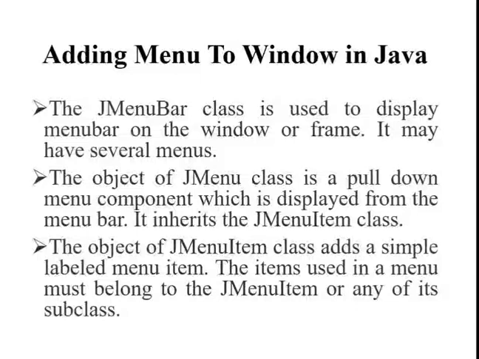First one is the JMenuBar class declaration. That is, public class JMenuBar extends JComponent implements MenuElement, Accessible. This is the class declaration used to represent the JMenuBar. Next one is the JMenu class declaration. Public class JMenu extends JMenuItem implements MenuElement, Accessible. This is the class declaration used to represent the JMenu.